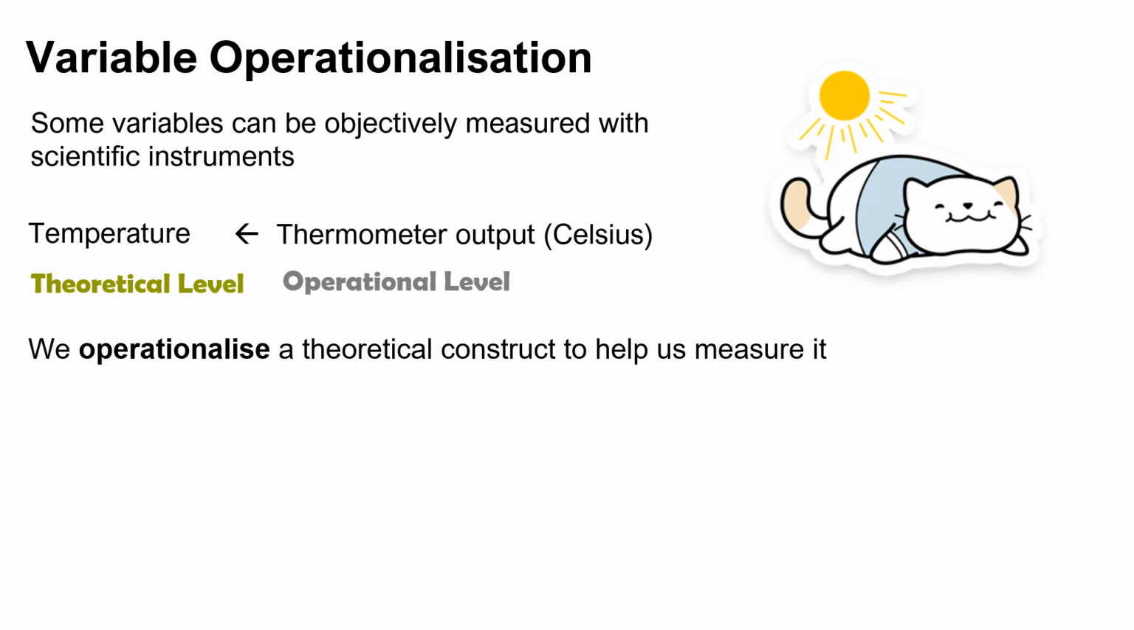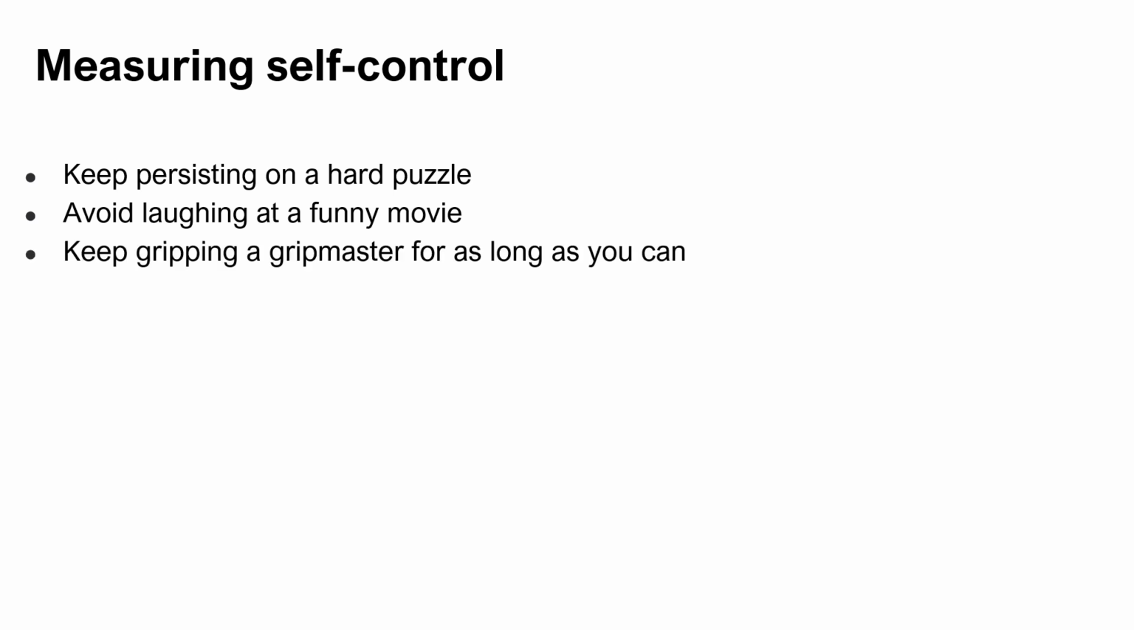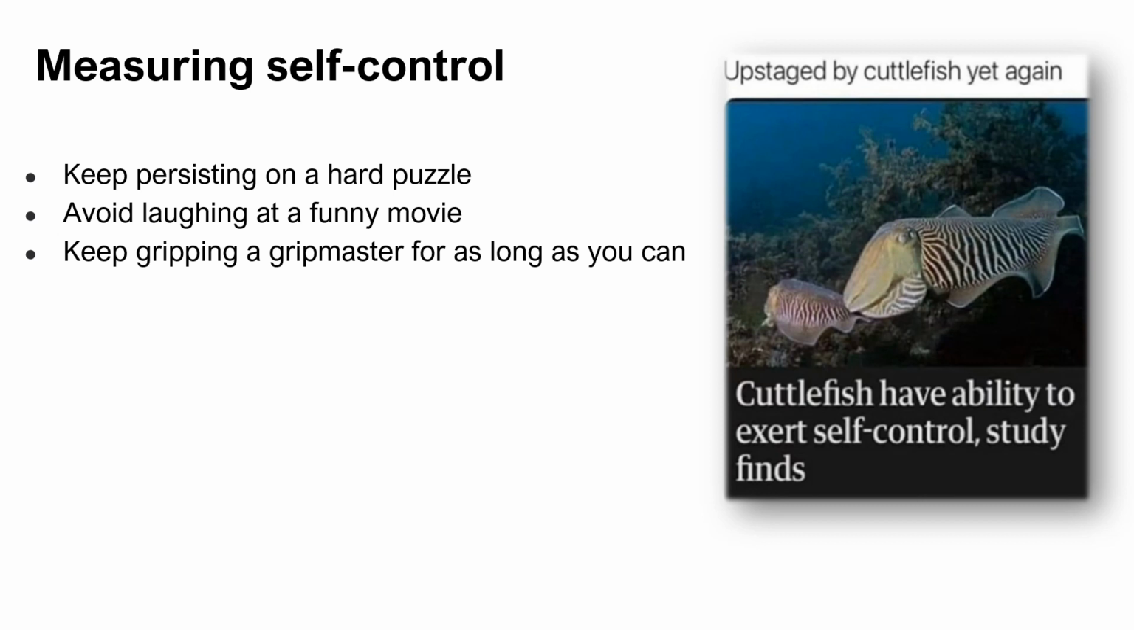So this seems quite obvious in this example, but the variables we want to measure in psychology are often not as straightforward to measure. So for example, if you want to measure self-control, you might decide to look at how long your participants keep trying to work on a hard puzzle, or how long they can avoid laughing at a funny movie, or you get them to do some sort of physical task where they have to grip a grip master for as long as possible. And studies like this have found ways to measure self-control in animals. So as you can imagine, there are a lot of different ways to look at this.